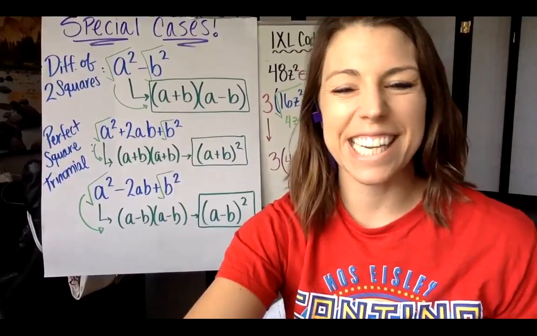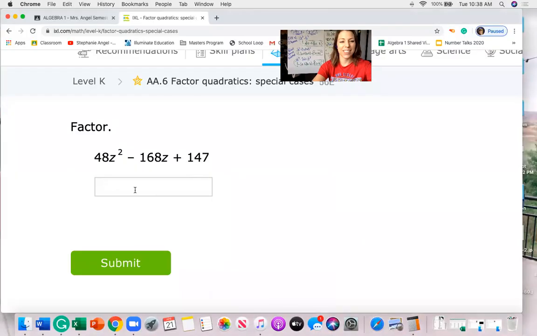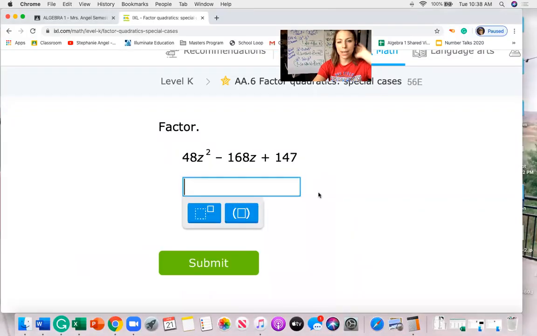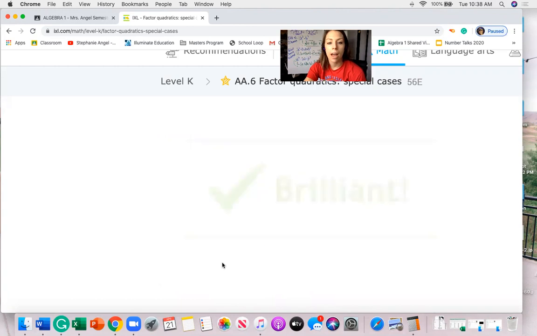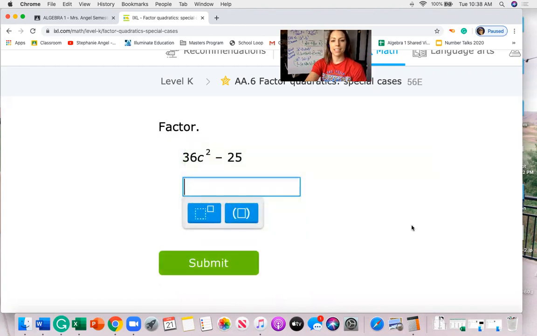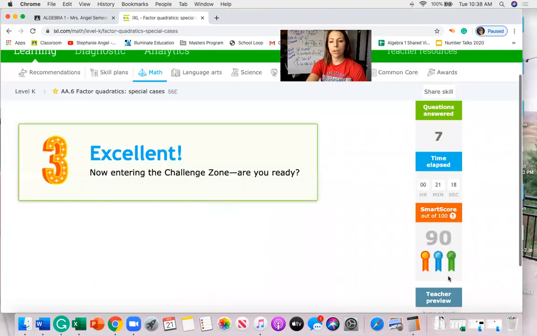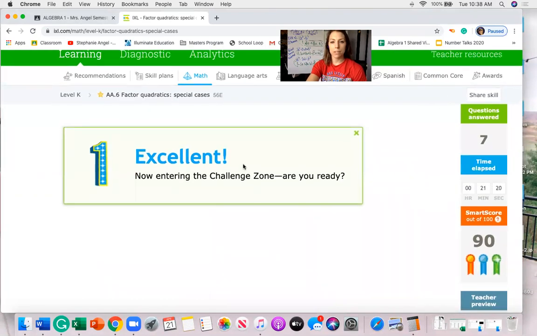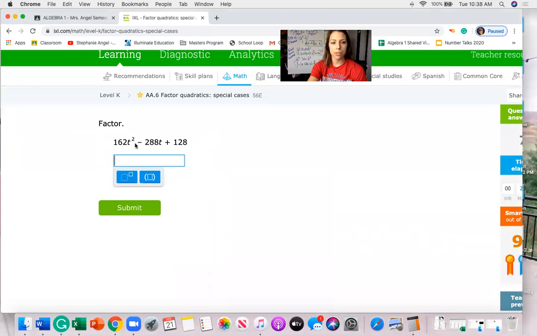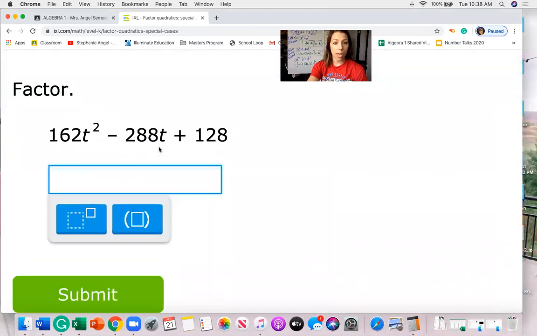Okay, here we go. Let's see if that was correct. Otherwise, that would be embarrassing. Okay, here we go. So we have 3 times, I'm going to do the long way, (4z minus 7) times (4z minus 7). Is that what it was? All right, drum roll. Look at that. Okay. Once you jump up to a higher level, we're going to go up to the challenge zone right now for those of you overachievers.